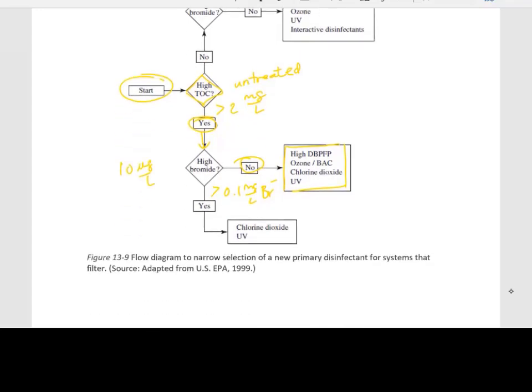Notice, because of this, if we had high bromide, we would eliminate ozone. And we eliminate ozone because of the formation of bromate.